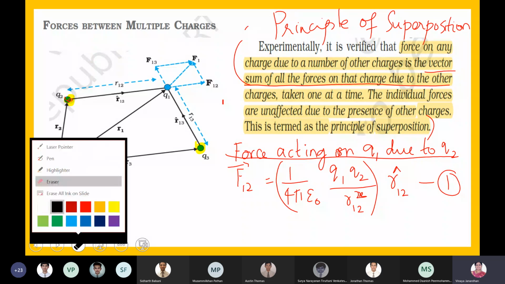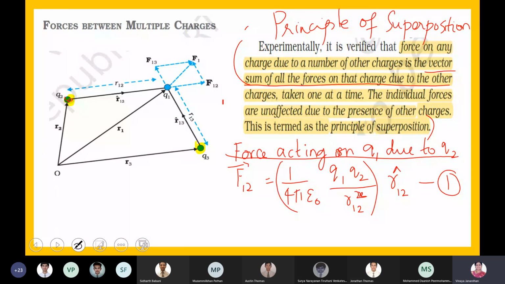Okay, now we'll go for the force acting on Q1 due to Q2. So the F12 vector is 1 by 4 pi epsilon naught, the product of the charges and the square of the distance between them. What is the distance between Q1 and Q2? It is R12, which is acting in the same direction as F12. So it's positive. Look at the direction of R12: the vector R12 and the vector F12 are in the same direction. So the unit vector is R12 cap.